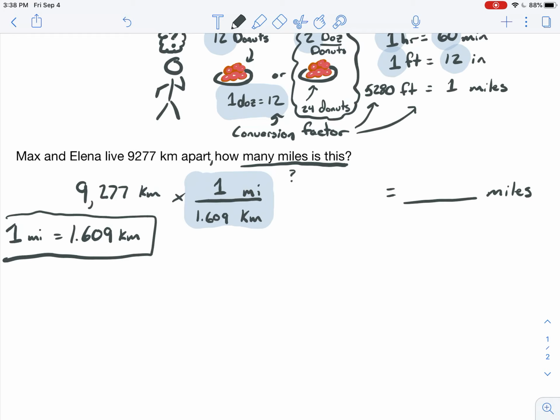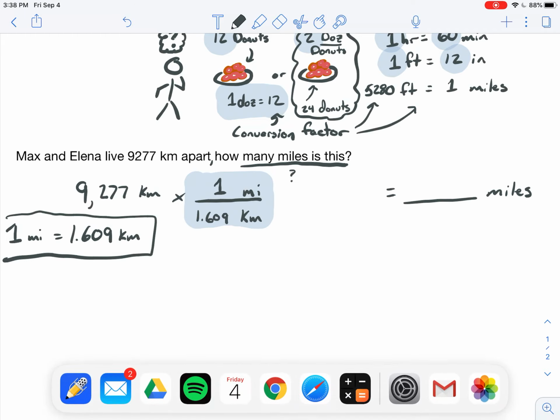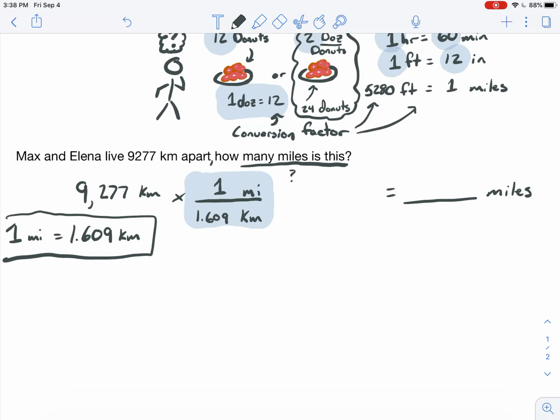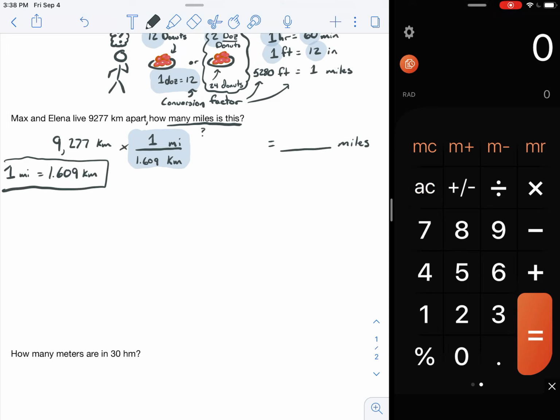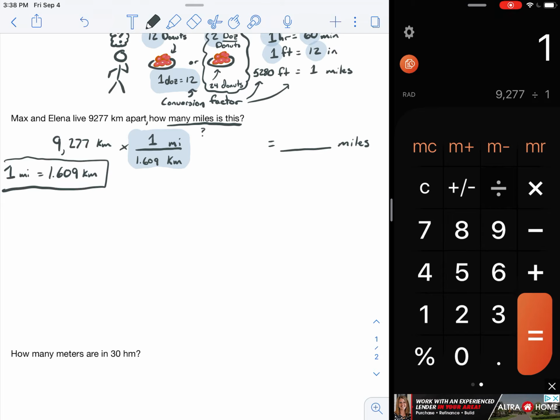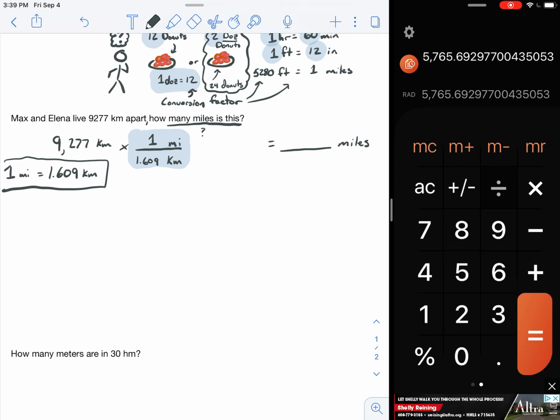So to do this the first place, you would get 9,277 times 1, which is just 9,277. And then what you do is you divide that by the 1.609 on the bottom. So I'm going to try and get my calculator up here. There it goes. It's a little big. Good. Didn't have the answer already up there from when I did it before. 9277 divided by 1.609. And if you do that, the number is 5765 point and then a whole bunch of stuff. And so we're going to round to just the nearest whole number. So it would be 5766.